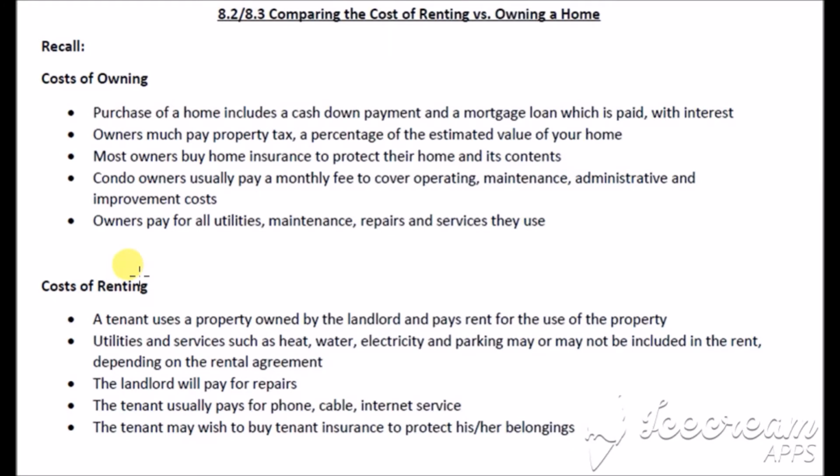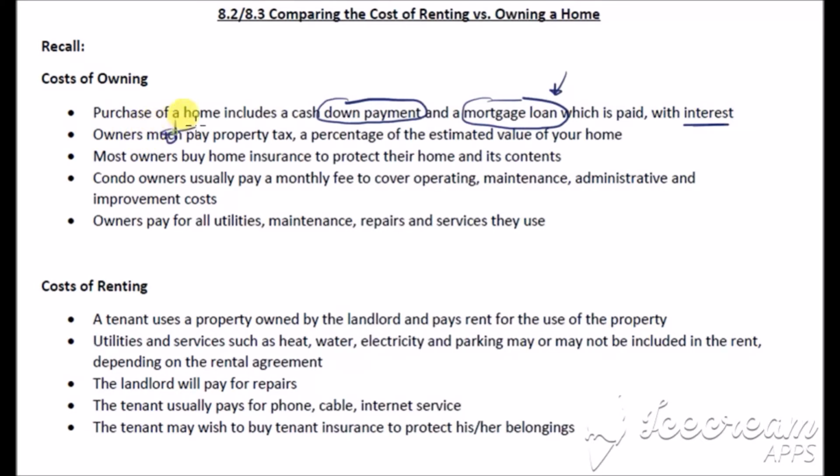Okay, in 8.2 and 8.3, we're going to just compare the cost of renting versus owning a home. So the cost of owning: you have to purchase a home, and this includes a cash down payment. So you have to have money up front, and a mortgage loan, which is paid with interest. Okay, so you have to pay interest on it, and then you have to pay this maybe once a month, every 2 weeks, whatever your payment period is. So it's like ongoing.